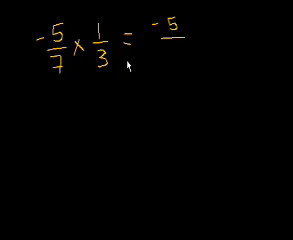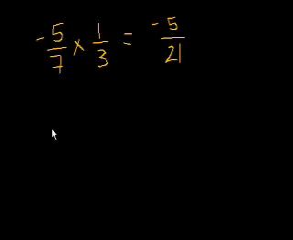Minus 5 over 7 times 1 over 3. Well, minus 5 times 1 is minus 5. 7 times 3 is 21. That's it. Let me do one with more of the cross, with the little trick I showed you.